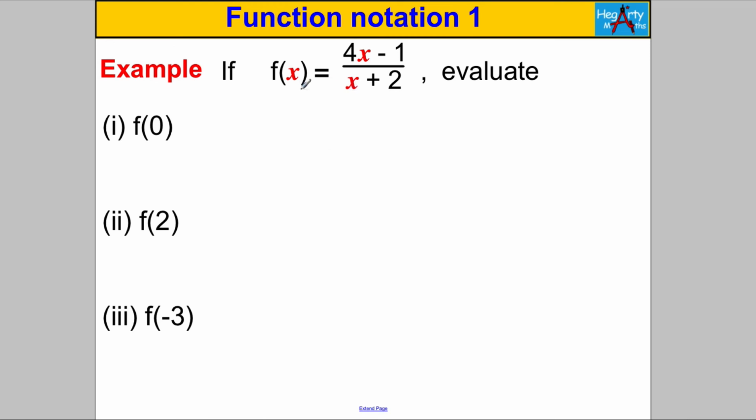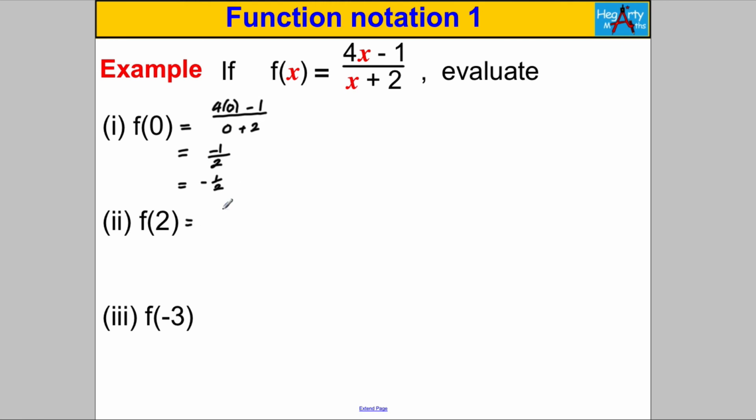Okay, this time we're going to have f of x is 4x subtract 1 divided by x add 2. So f of 0 here, well, it's going to be 4 multiplied by 0 take away 1 divided by 0 add 2. Now 4 times 0 is 0, take away 1 is negative 1, that's negative 1 divided by 2, and negative 1 divided by positive 2 is overall negative a half. Don't decimalize, leave it like that.